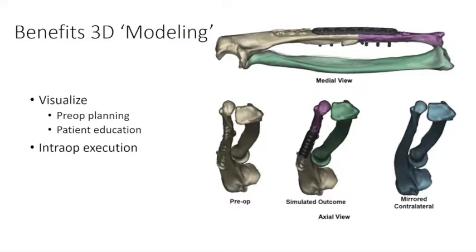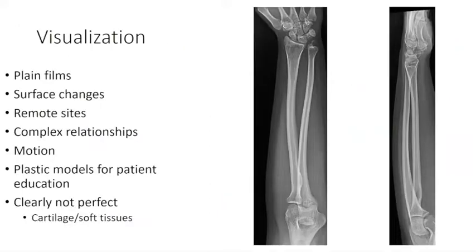Primarily, we have 3 main benefits from using 3D modeling. One is to visualize fractures, deformities very, very well, both for our own individual preoperative planning purposes, but also for patient education. And then, of course, I think the real significant seismic shift has been in intraoperative execution. And I'll go over some examples of each of these. So visualization itself is actually very powerful.